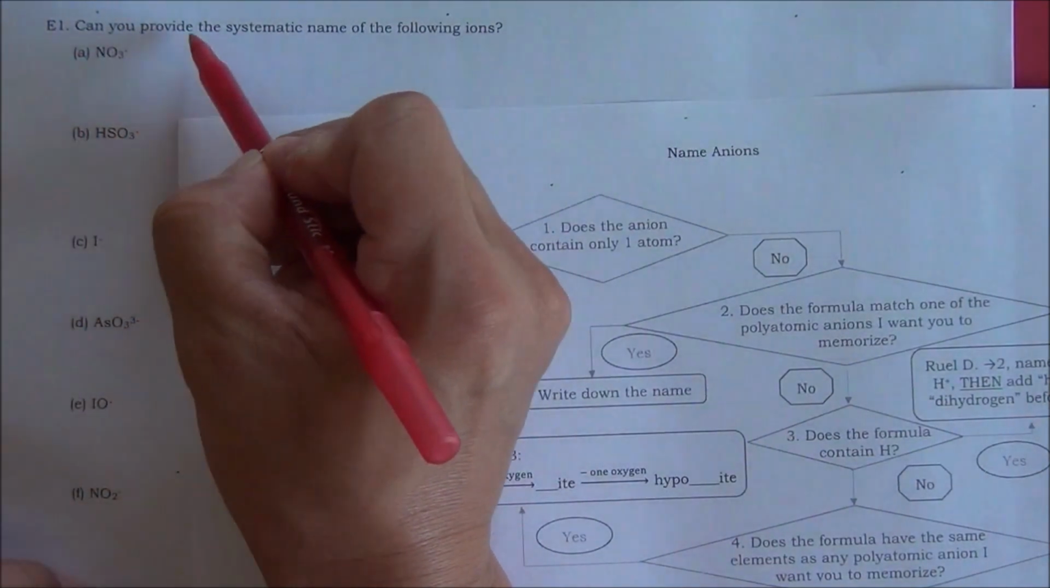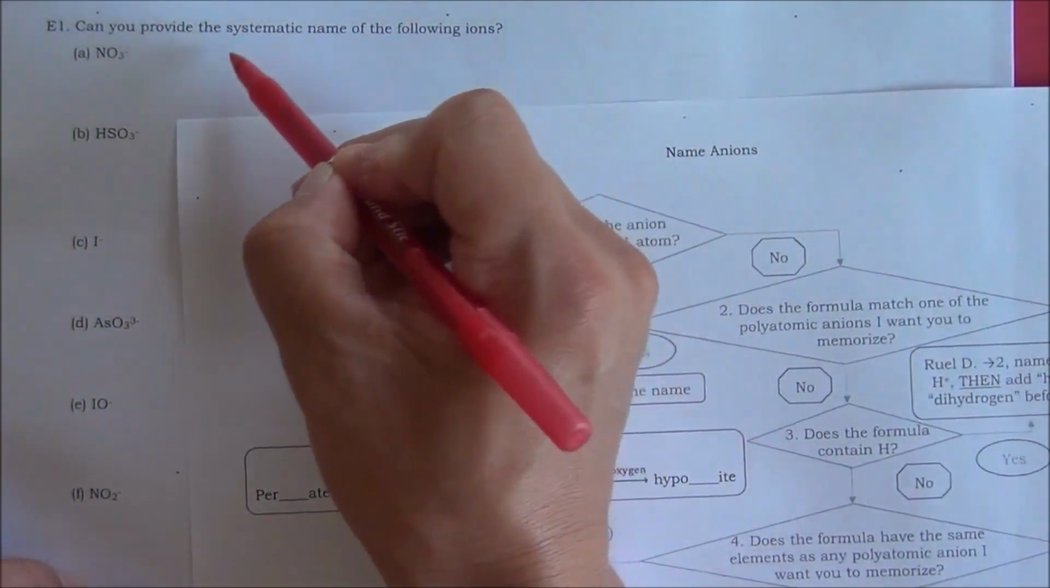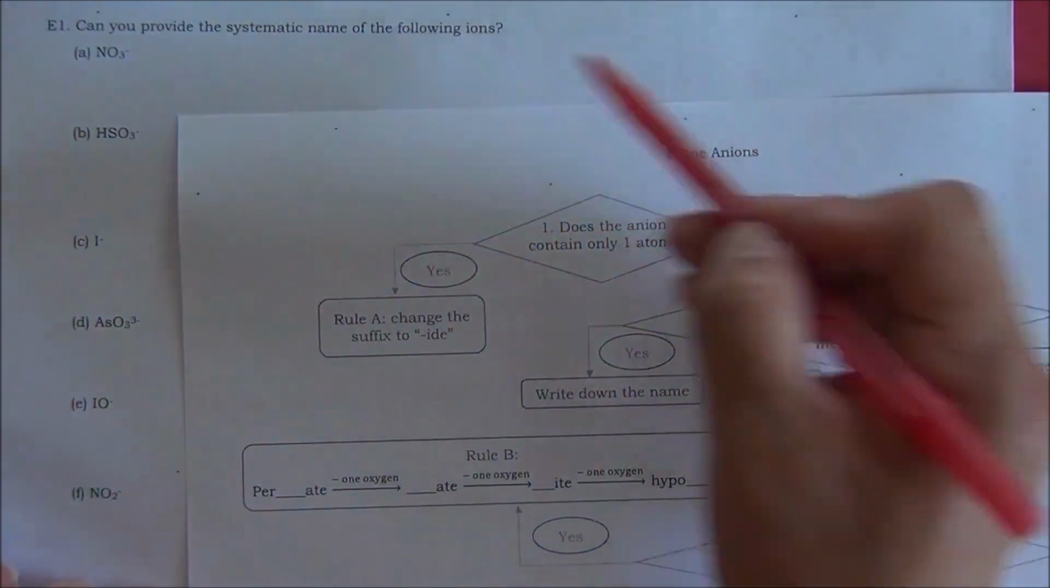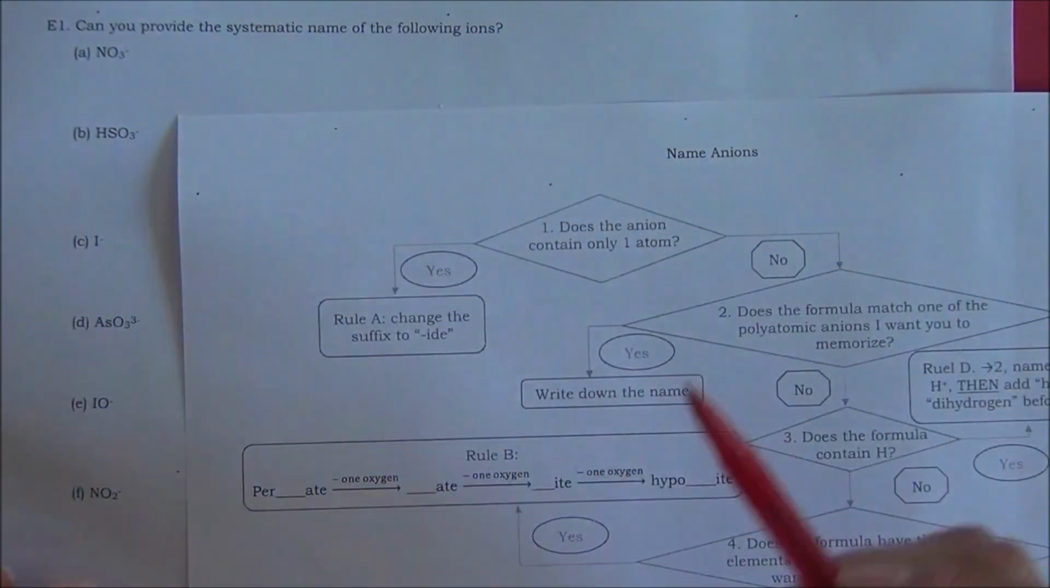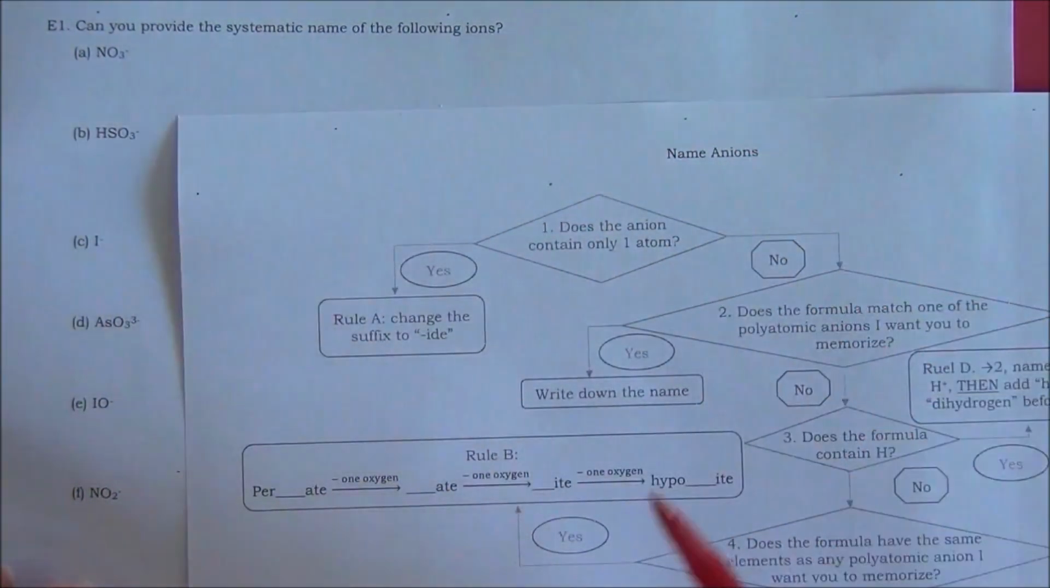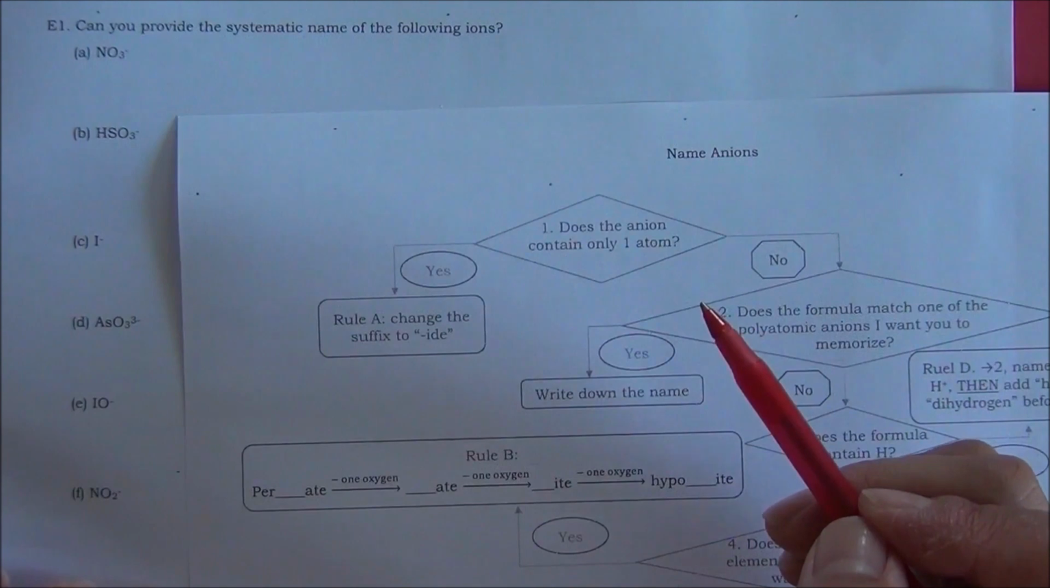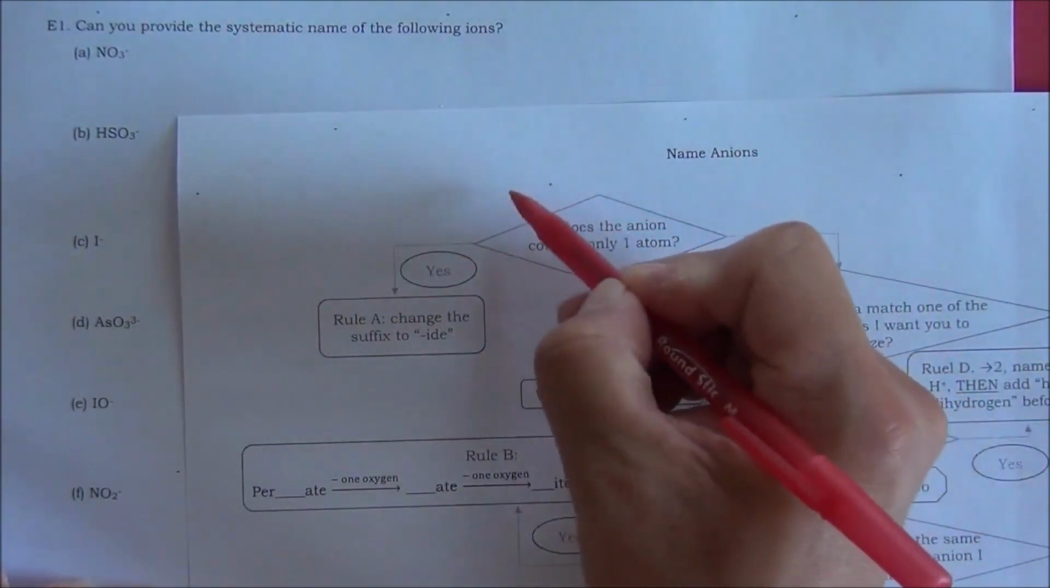Example 1. Can you provide the systematic name of the following ions? I have created a flowchart to help you to name any anion in this class. I'm going to use these examples to illustrate how to use this flowchart. When we use this flowchart, we always start from step 1.